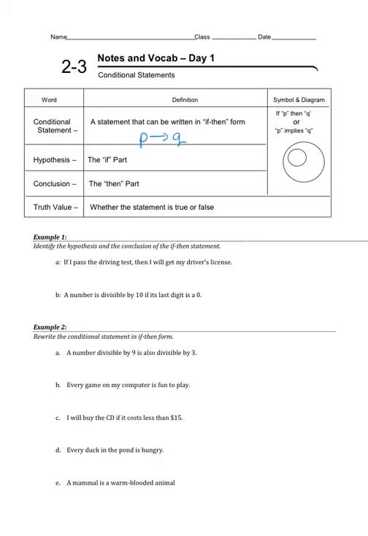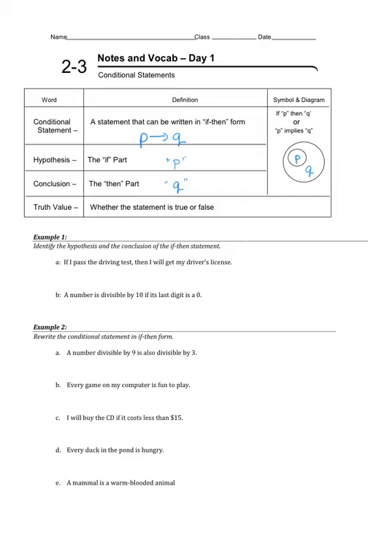The hypothesis is the if part, or the P. The conclusion is the then part, or the Q. And truth value just means, is the statement true or false? And we have a little symbol and diagram picture, so it says if P then Q, or P implies Q. And if you see a diagram, the P is the little part and Q is the big part. So if the small circle, then the big circle.